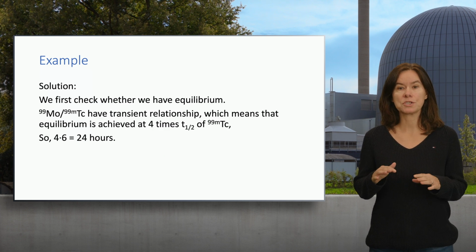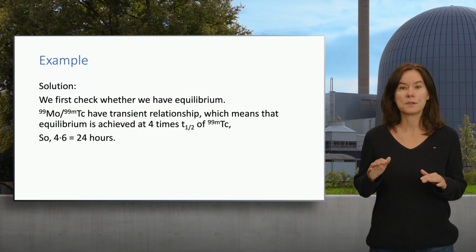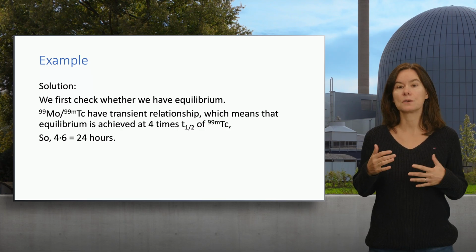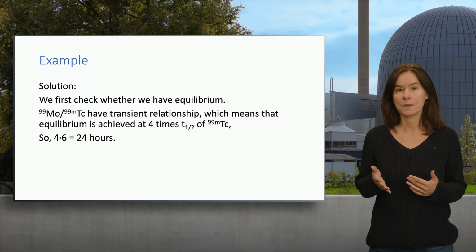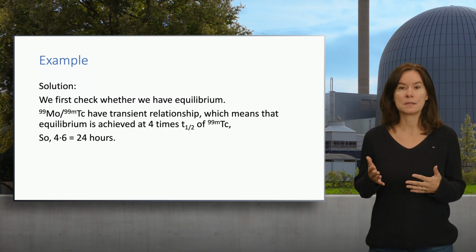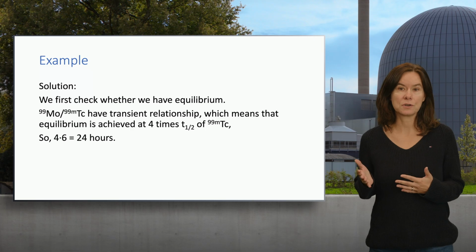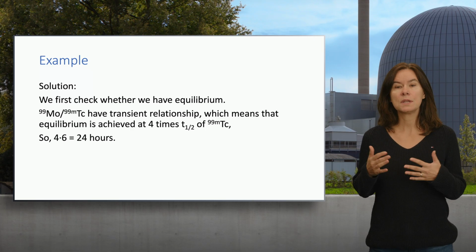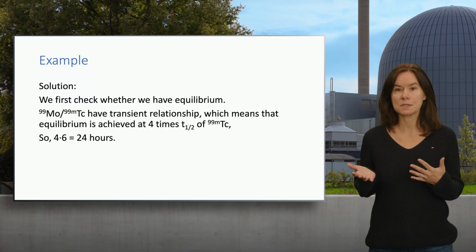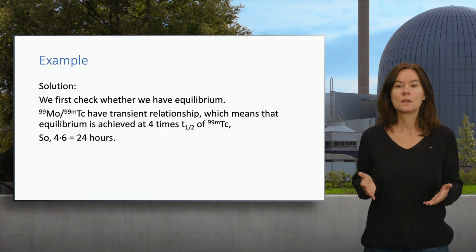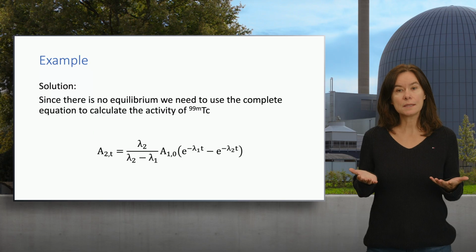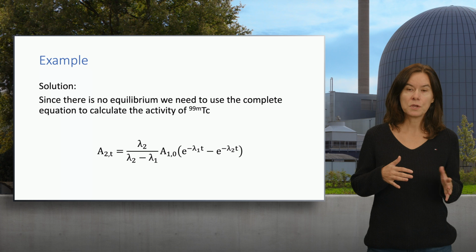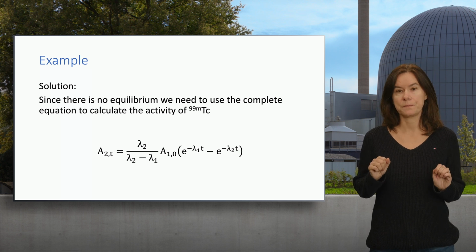We should always start by checking whether at the time of elution equilibrium has been obtained, because if there is equilibrium, we can use the simplified equation we discussed last lesson. Now we know that the molybdenum-99 and technetium-99m have a transient relationship, so equilibrium will be achieved at 24 hours. But in our case, only 6 hours have elapsed since delivery of the generator. So because equilibrium has not been attained, we should use the whole equation that relates activity of the mother and daughter. We cannot make any simplifications.